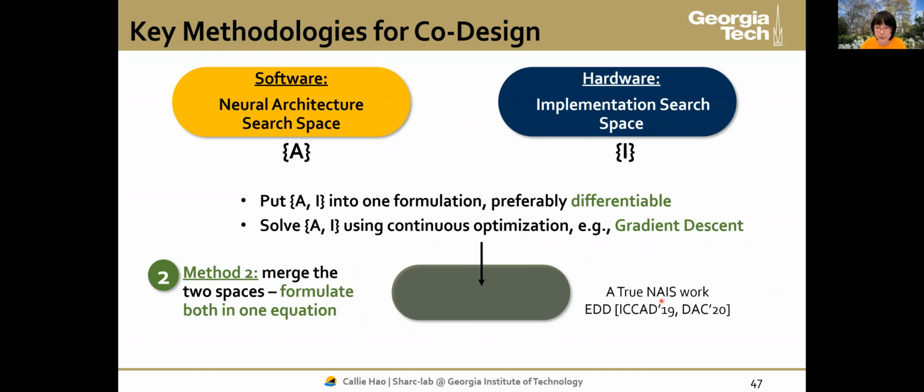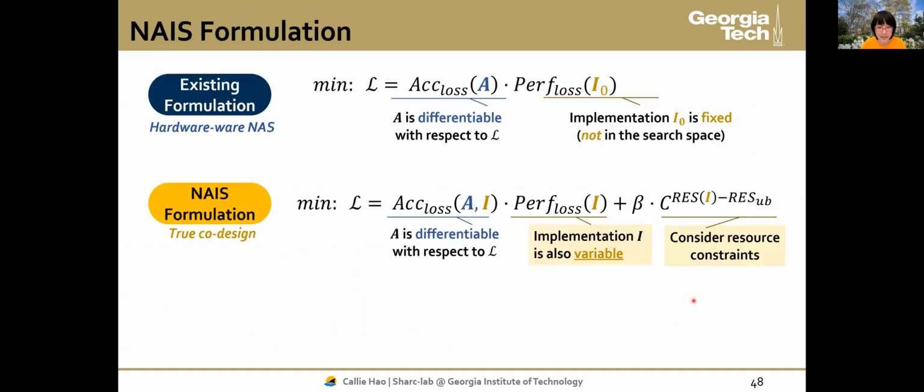And this is a truly nice work, and I'm going to briefly introduce that. So this is the formulation. We talk about how we want to merge the two design spaces into one. And how are we going to do that? We come up with a merged formulation. So this is the existing formulation for hardware awareness. And this is our nice formulation. And this formulation is for true co-design. So what's the difference here?